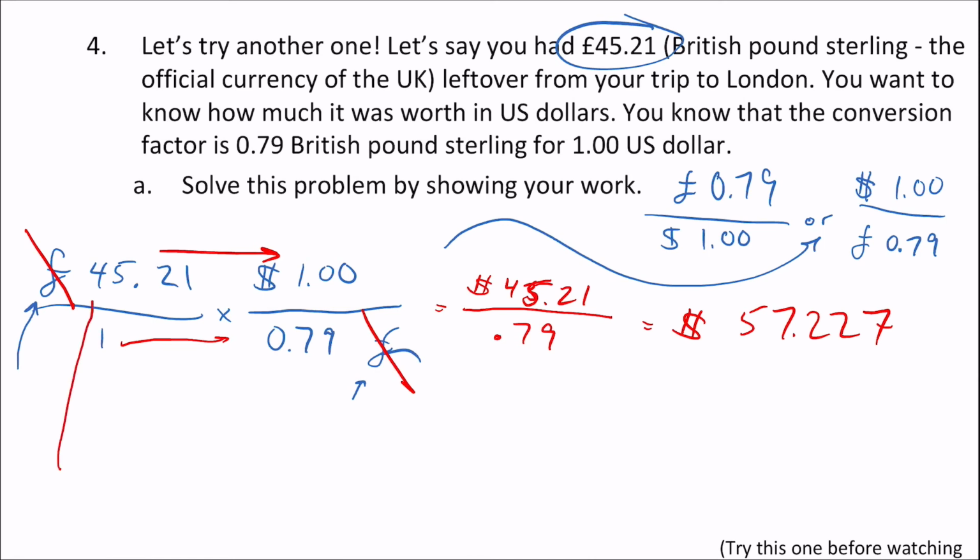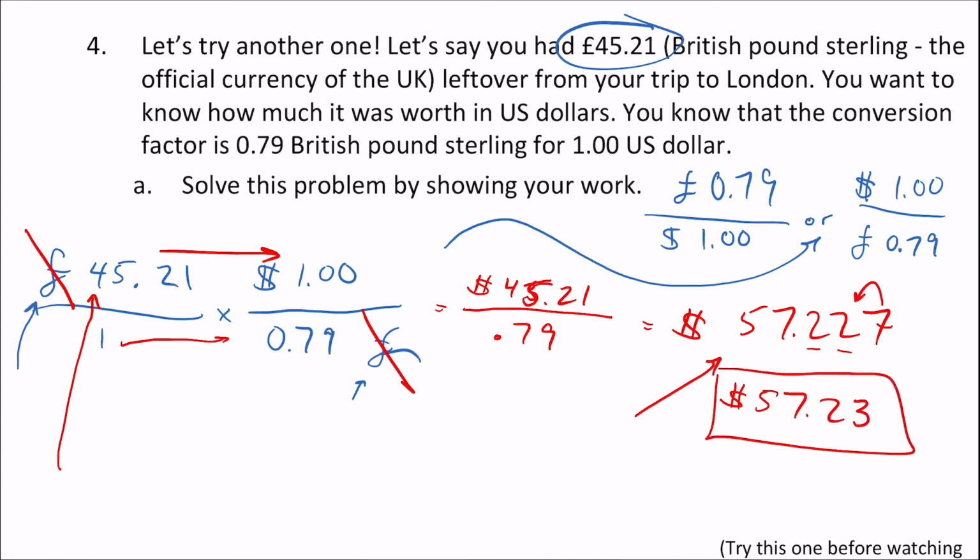Now we're going to round this to two decimal places for a couple of reasons. One, we started out with 4 sig figs, so our answer should have 4 sig figs. And since we're dealing with money here, we usually go to 2 decimal places. All right, so let's round it. We'll do 57.22, and then that 7 bumps up the second 2, so it'll be 23. So our answer here would be 57.23, or $57.23.